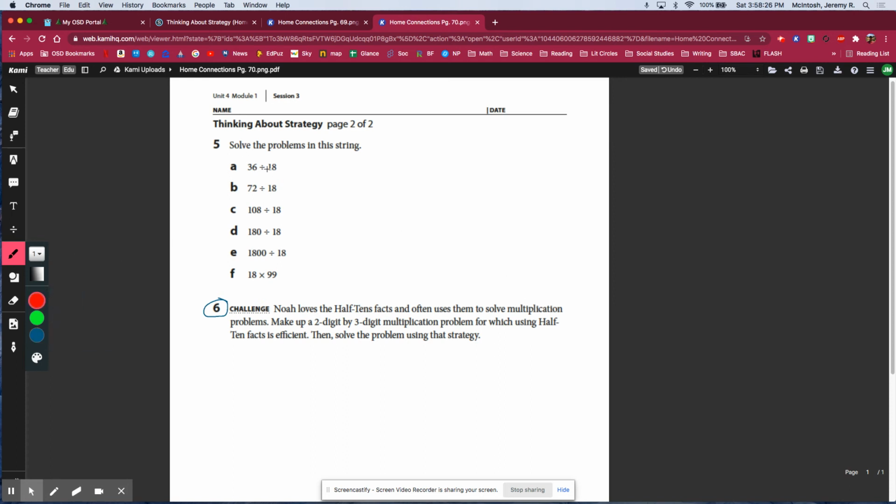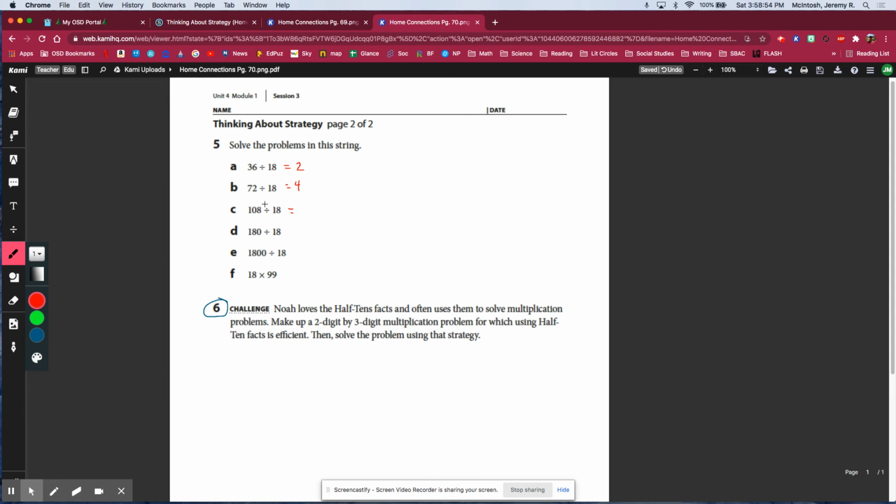So 36 divided by 18, that would be 2. That's just half. 72 divided by 18. So 72, we remember from last time, 72 is double of 36. So my answer will be double of the 2. So the 18 is staying the same all throughout. We're just changing what we're dividing by.